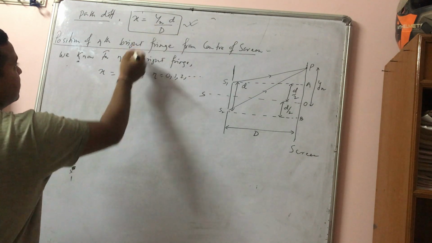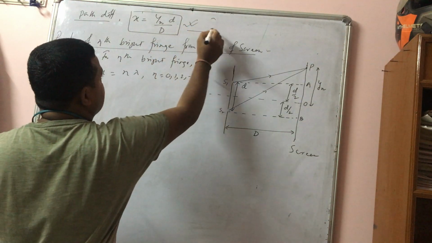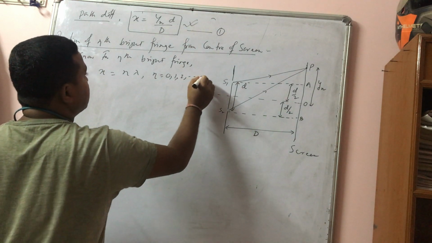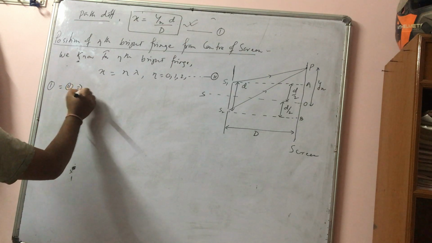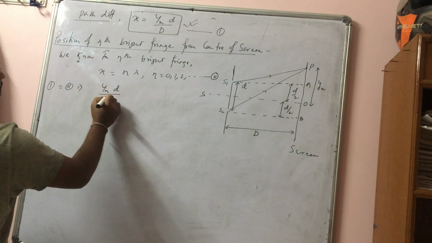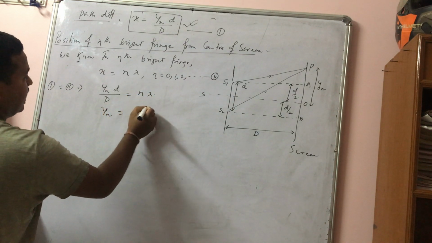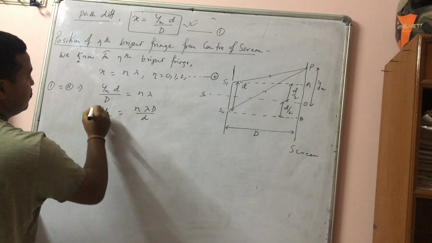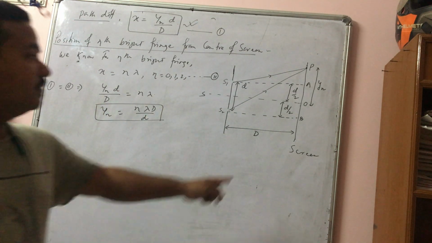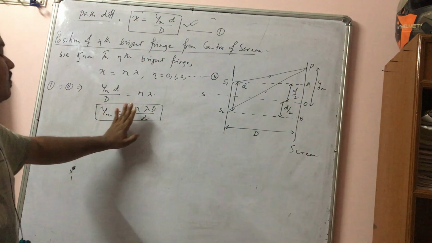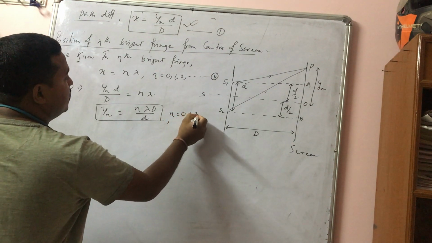Now you can equate these two. Call this equation 1, and this equation 2. If we equate 1 and 2, what do we get? yn d by D equal to n lambda. So yn is equal to n lambda D by d. This is the formula for the position of the nth bright fringe from the center of the screen. This is an important formula, you have to remember it. Here n is 0, 1, 2 like this.